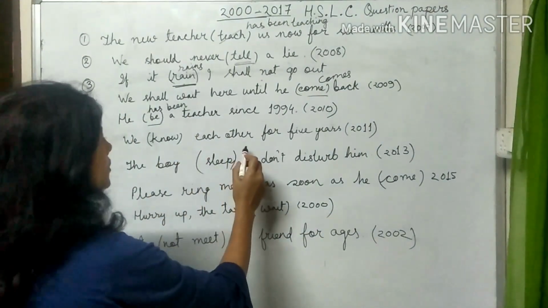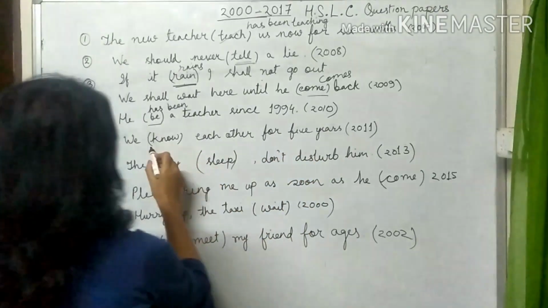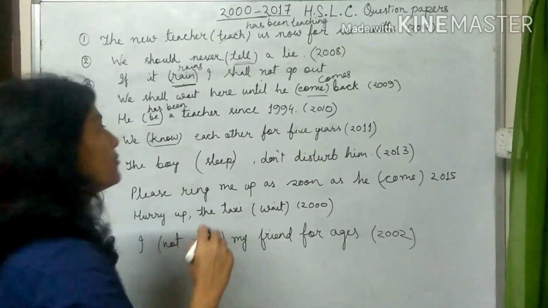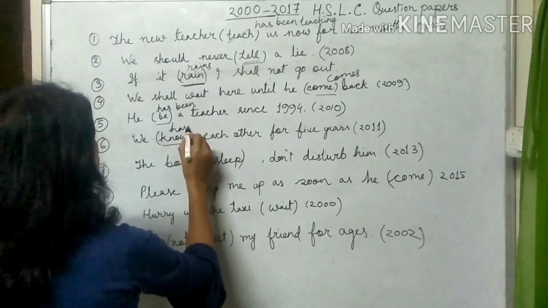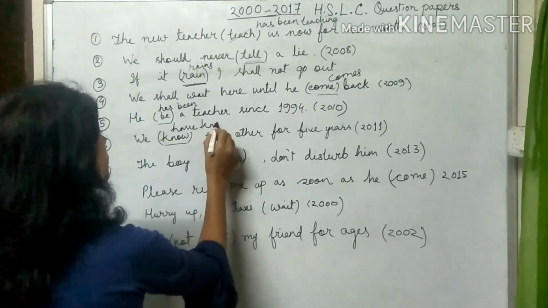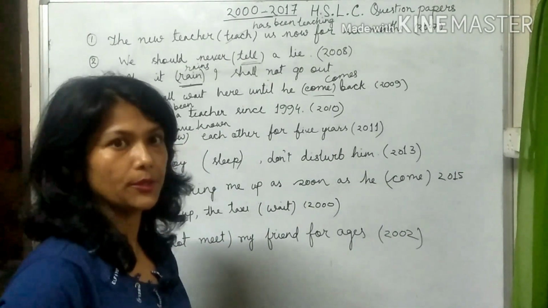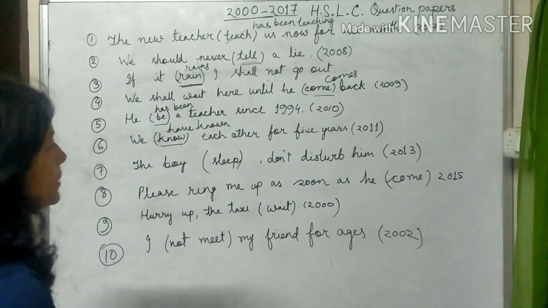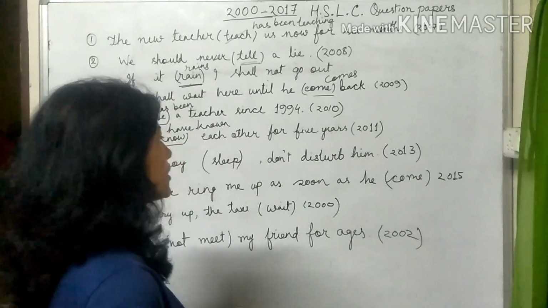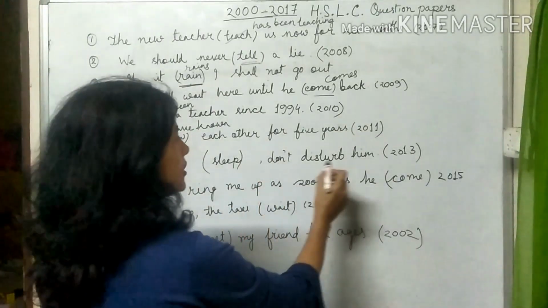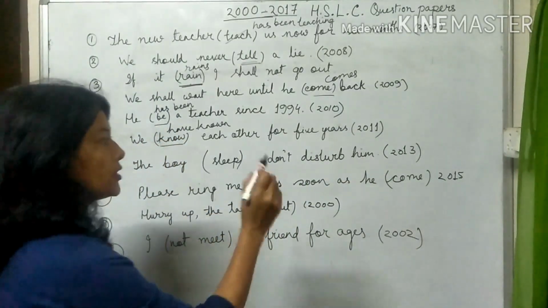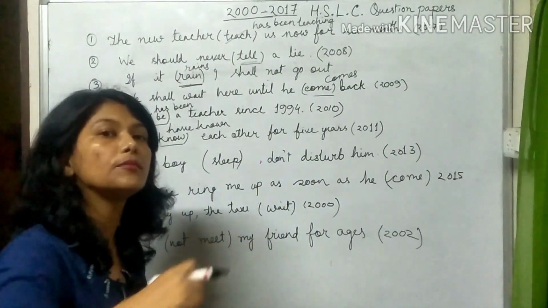We know each other for 5 years. Here you will write present perfect. We have known each other for last 5 years. The boy sleep. Don't disturb him. So it is in the present as the time indicates. You are asked not to disturb him now.